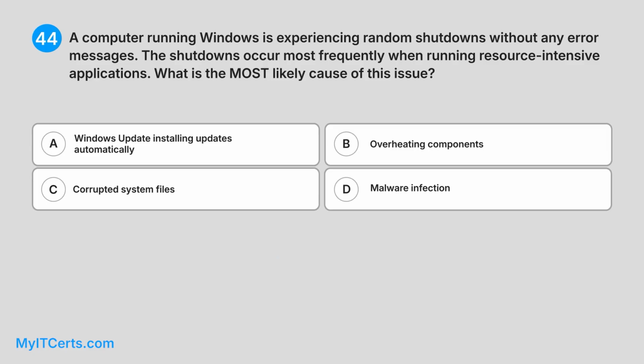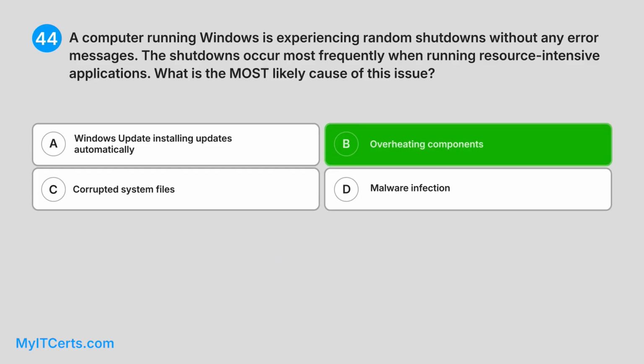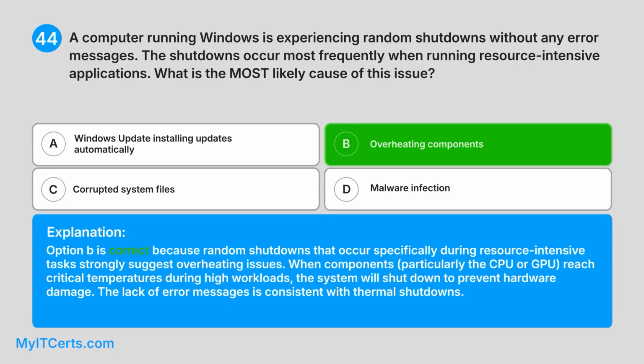Correct answer. B. Overheating components. Explanation. Option B is correct because random shutdowns that occur specifically during resource-intensive tasks strongly suggest overheating issues. When components, particularly the CPU or GPU, reach critical temperatures during high workloads, the system will shut down to prevent hardware damage. The lack of error messages is consistent with thermal shutdowns.